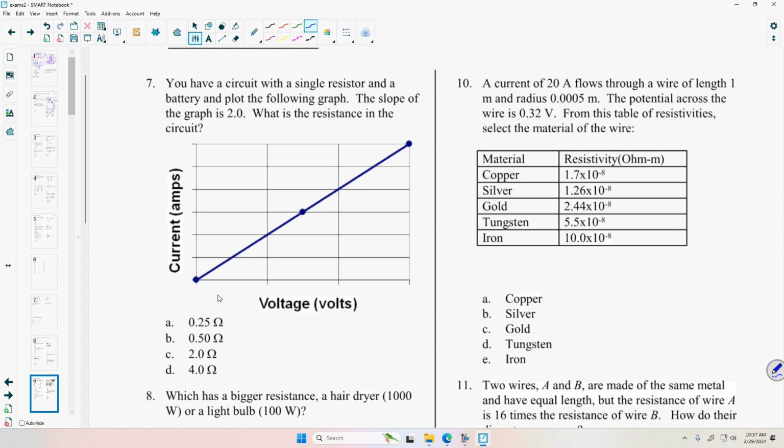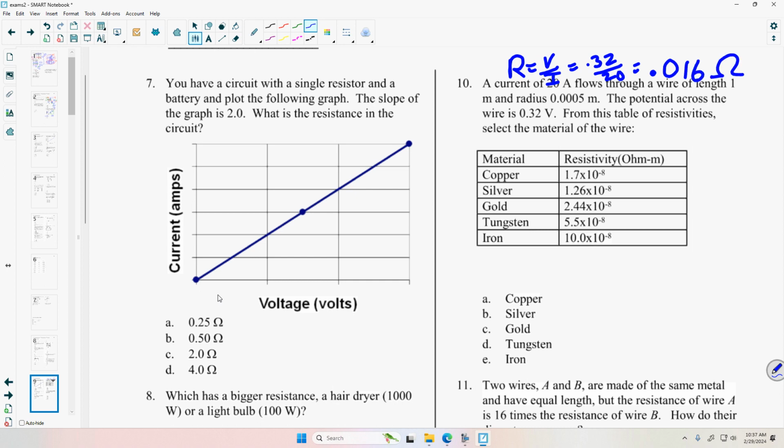Okay. Well, you'll definitely see a question like this. There's one on every test where you have to find the resistivity and identify the wire. Your first step on this is to find the resistance. And the resistance is V over I. That's going to be 0.32 over 20, that's 0.016. So I have a resistance of 0.016 ohms.